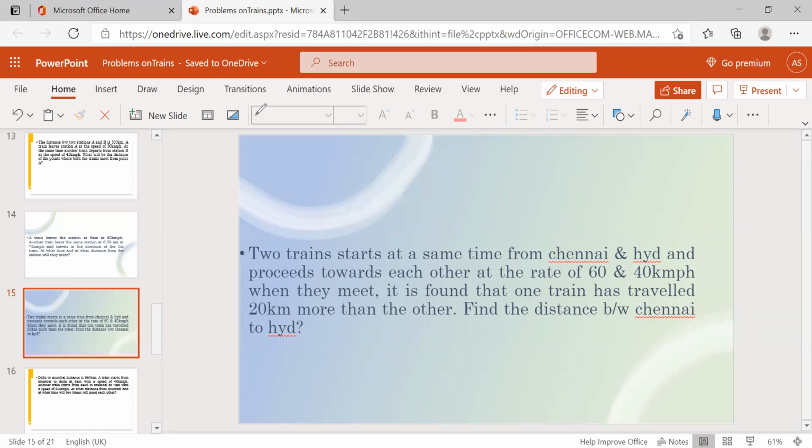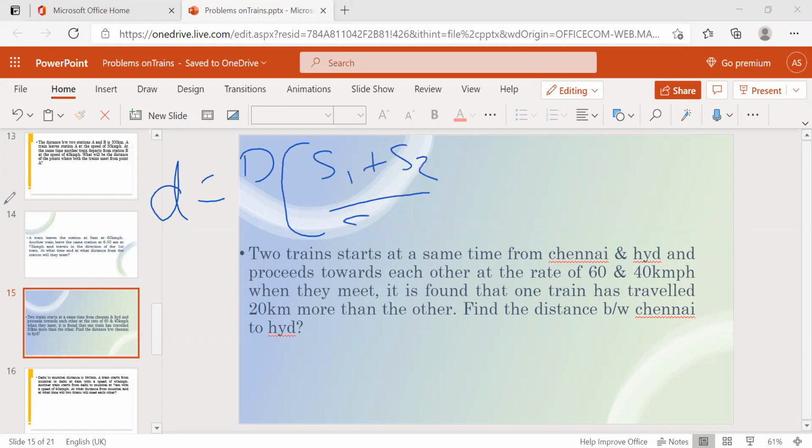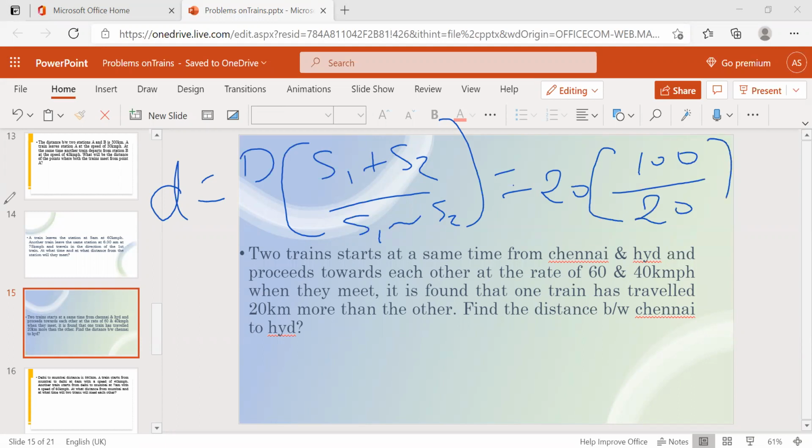What is the formula for the second type of question? Distance equal to d into S1 plus S2 by S1 difference of S2. Just substitute the values. What's d? 20 kilometers. 20 into, what's S1? 60 plus 40, 100, directly I'm taking. Okay, 100. What's the difference? 20. So 20s are 20. So 5 into 20 is nothing but 100 kilometers. Okay.